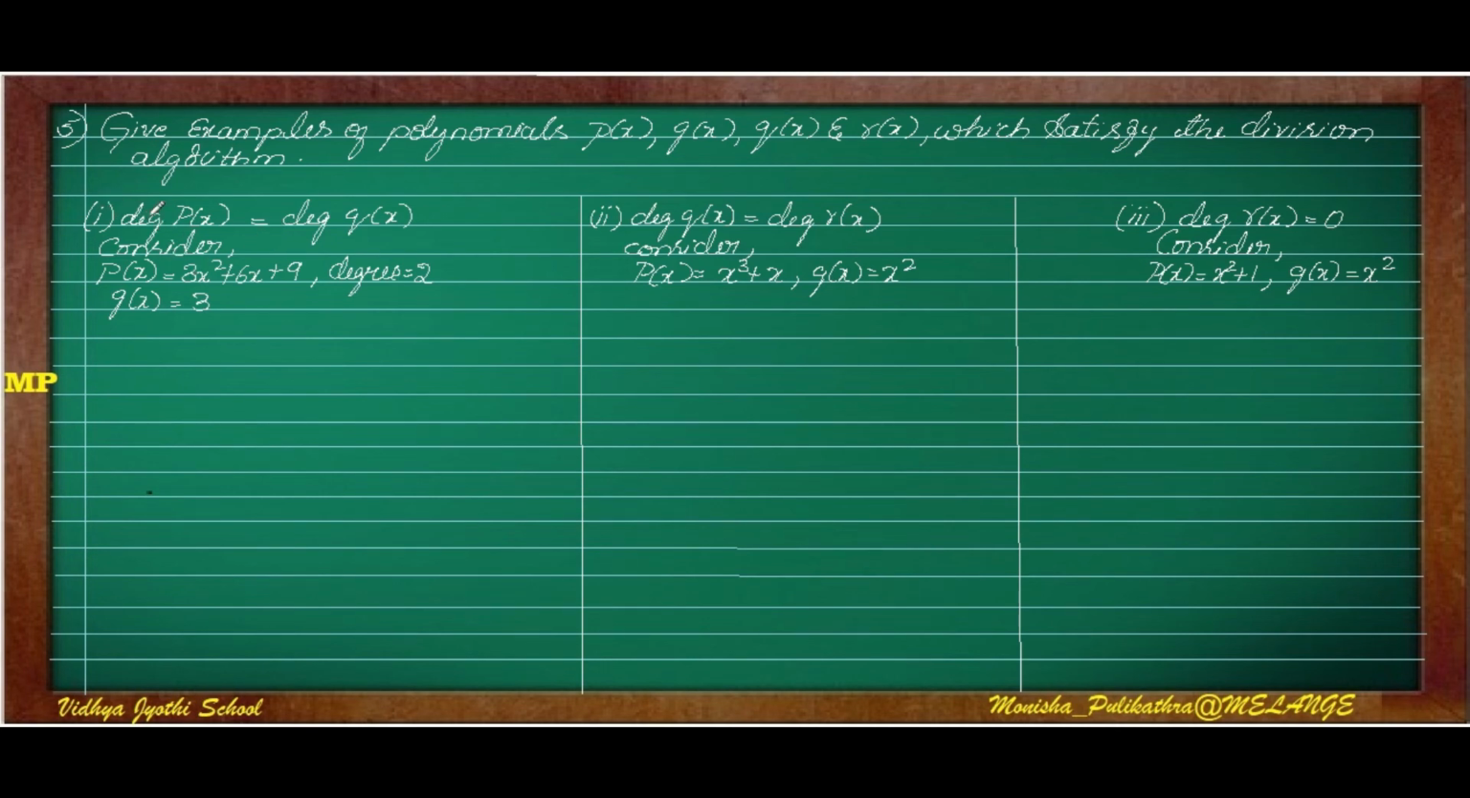Okay, so here the first question is degree p of x is equal to degree q of x. So we have to calculate it in such a way that the degree of p of x becomes equal to the degree of q of x. I have taken the example p of x as 3x square plus 6x plus 9. You can take any example you want. Here the degree is 2, so whatever quotient I get also has to have a degree of 2. That is, the degree of p of x should be equal to the degree of q of x.